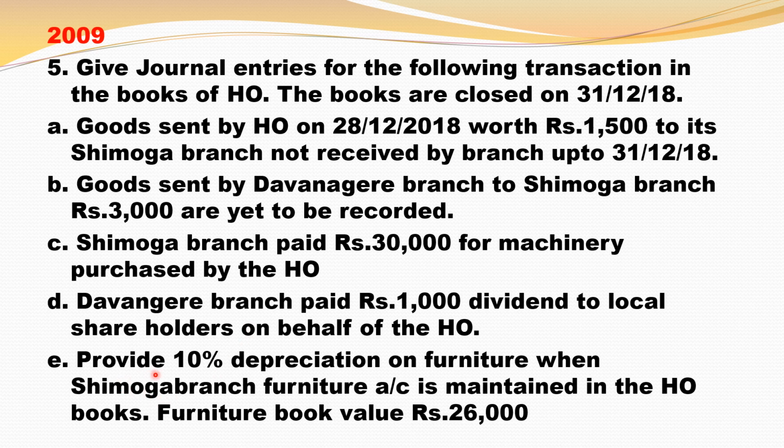Next, provide 10% depreciation on furniture when Shimoga branch furniture is maintained in head office account. So depreciation will be 2,600 because the furniture book value is 26,000. So 26,000 into 10%, you get 2,600 as depreciation. So it will be depreciation on furniture account debit to branch account.